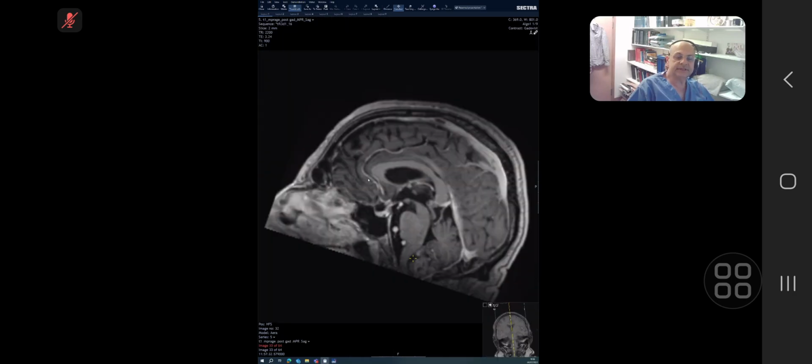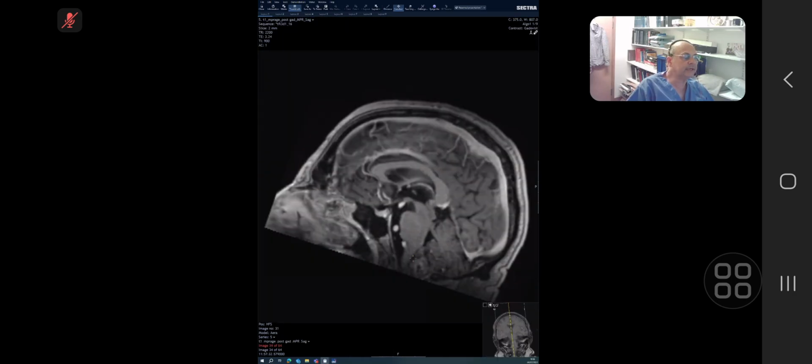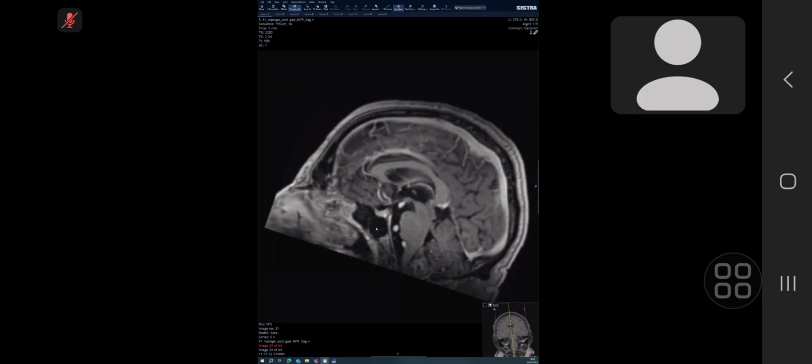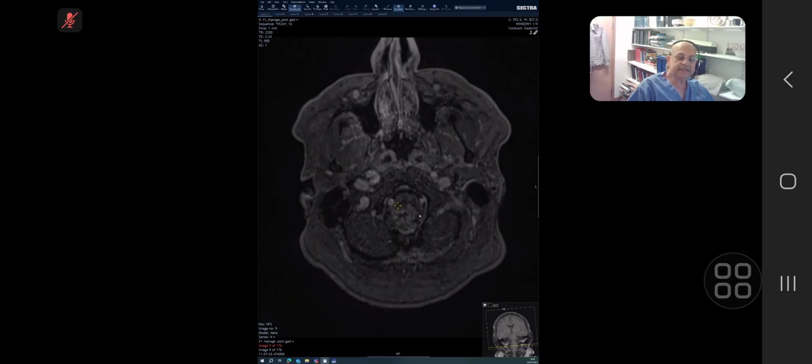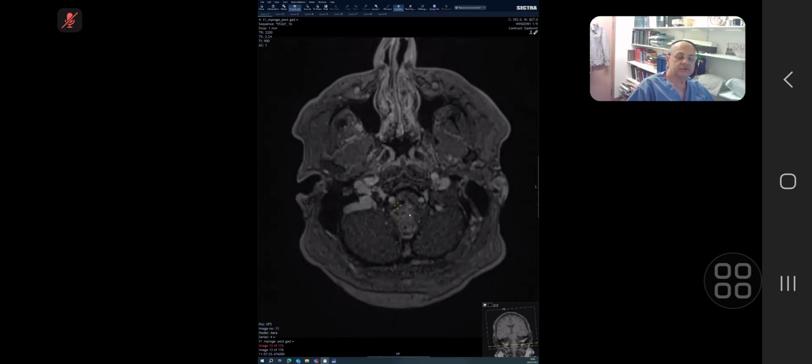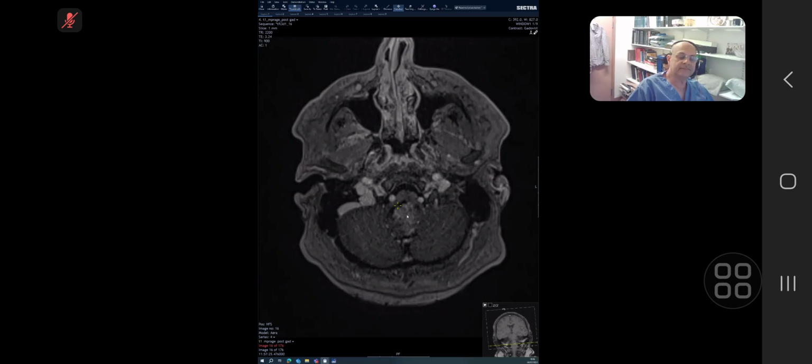So the contrast imaging shows heterogeneous enhancement of this lesion and there is no relationship of this lesion with the dura. So it is an extramedullary intradural lesion at the obex. So what is the differential diagnosis? The tumors will arise from the structures that lie in this area. So what are the structures in this area?